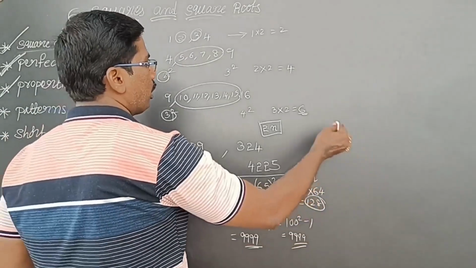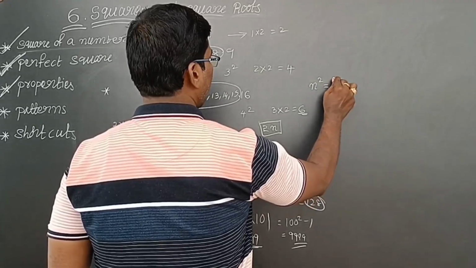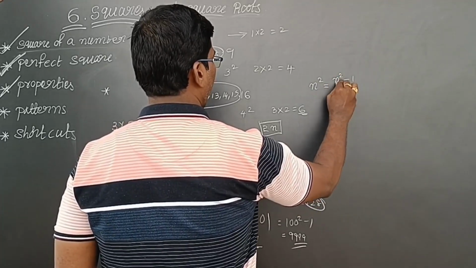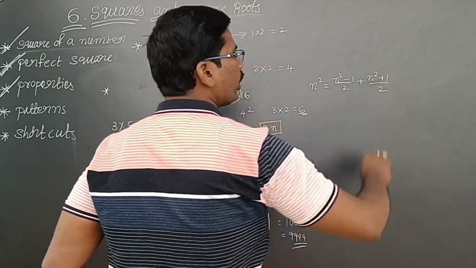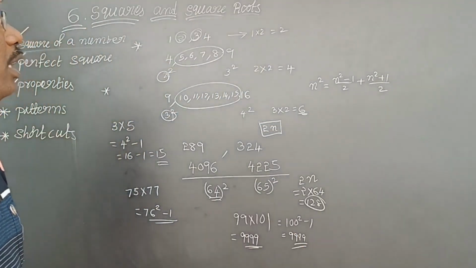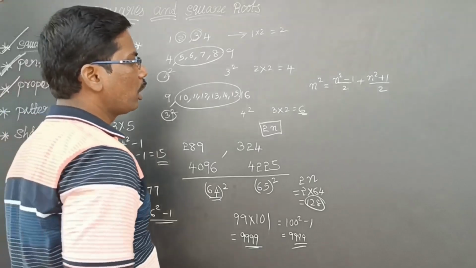And also one more thing I will say here. Any square number can be written like this: n square minus 1 by 2 plus n square plus 1 by 2. Any square number can be written like this. How, sir? Let us see.